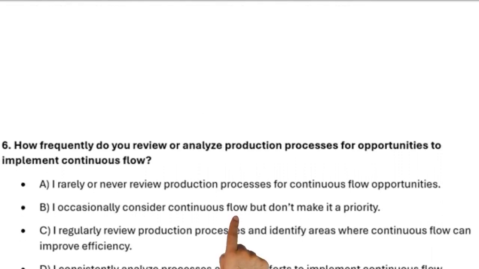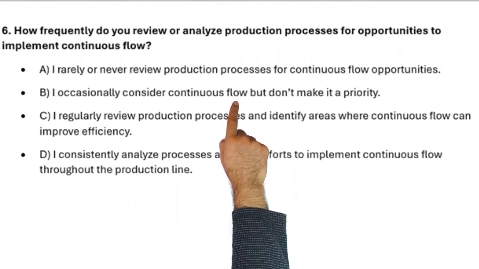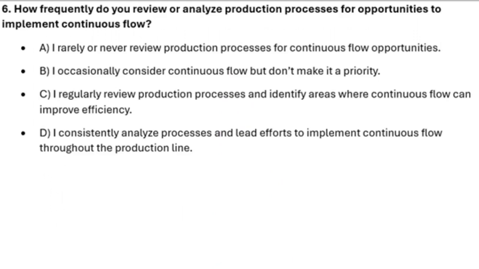6. How frequently do you review or analyze production processes for opportunities to implement continuous flow? A. I rarely or never review production processes for continuous flow opportunities. B. I occasionally consider continuous flow but don't make it a priority. C. I regularly review production processes and identify areas where continuous flow can improve efficiency. D. I consistently analyze processes and lead efforts to implement continuous flow throughout the production line.